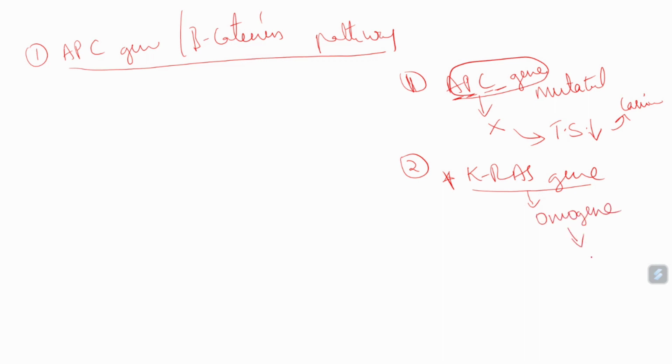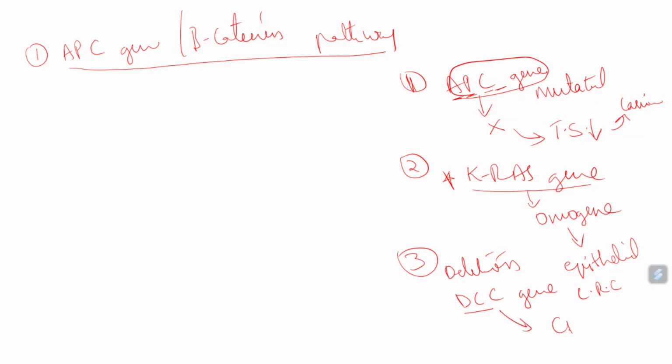What does this oncogene do? It will cause excess proliferation in the epithelial cells of the GI tract, and with that it causes colorectal cancer. This is the second mechanism. Third, all this comes under the APC beta catenin pathway only: deletion of the DCC gene. The DCC gene is also important in protecting against colorectal cancer, and its deletion will cause colorectal cancer.